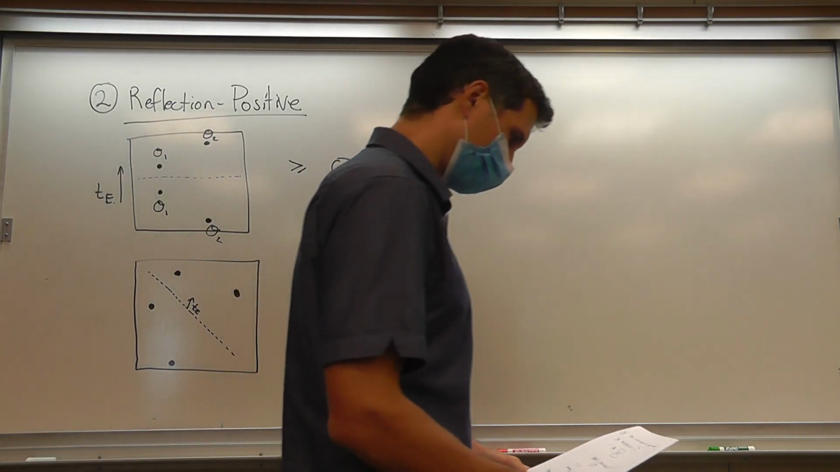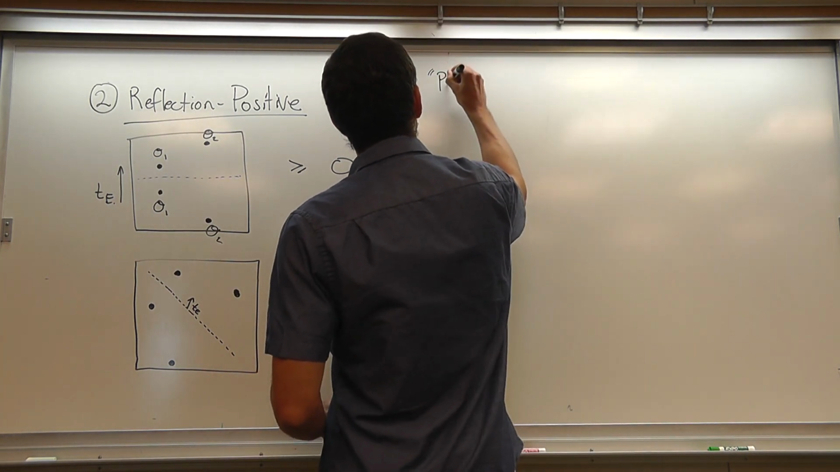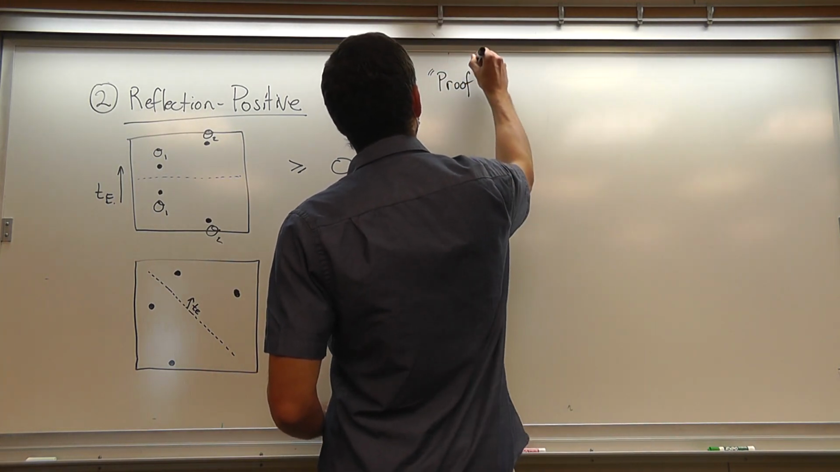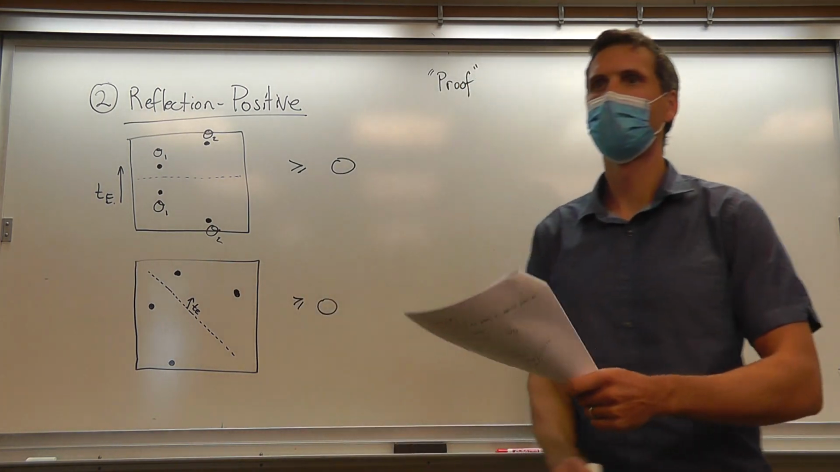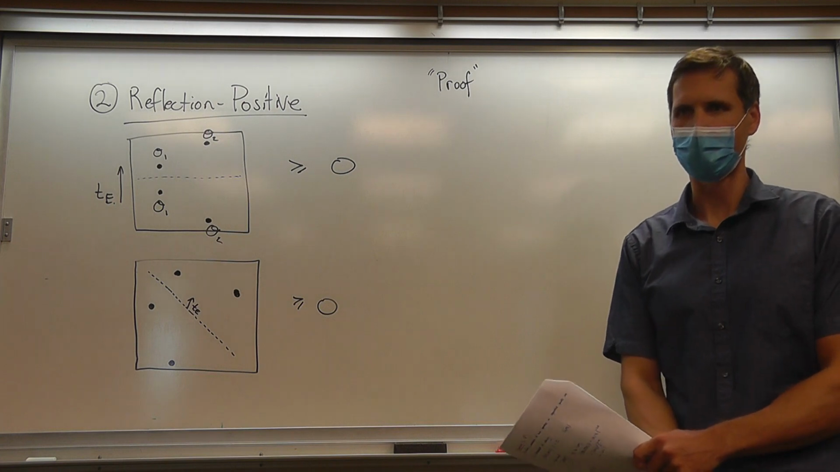I have a question. Yeah. Why does reflection positivity imply the correlator is greater than or equal to 0? It's not implied. That is the statement of reflection positivity.